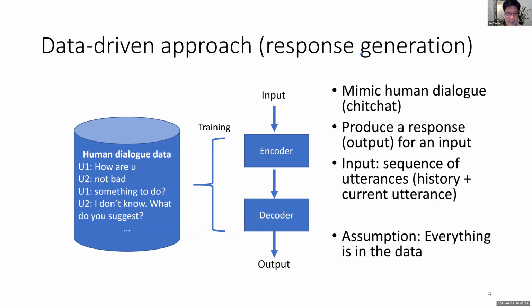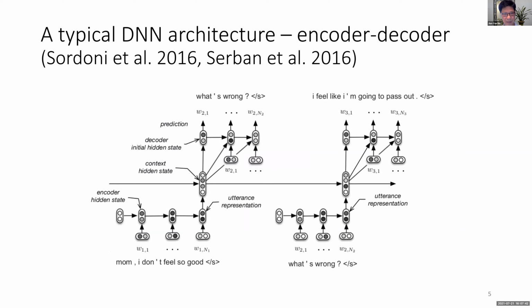So that's the basic assumption. And one typical approach to the encoder-decoder architecture is like this. We have some input sentence, such as, "Mom, I don't feel so good." This sentence will be encoded somehow in a representation. Then if you have a second sentence, that will be added to the representation. So along the dialogue, you will have a representation that evolves.